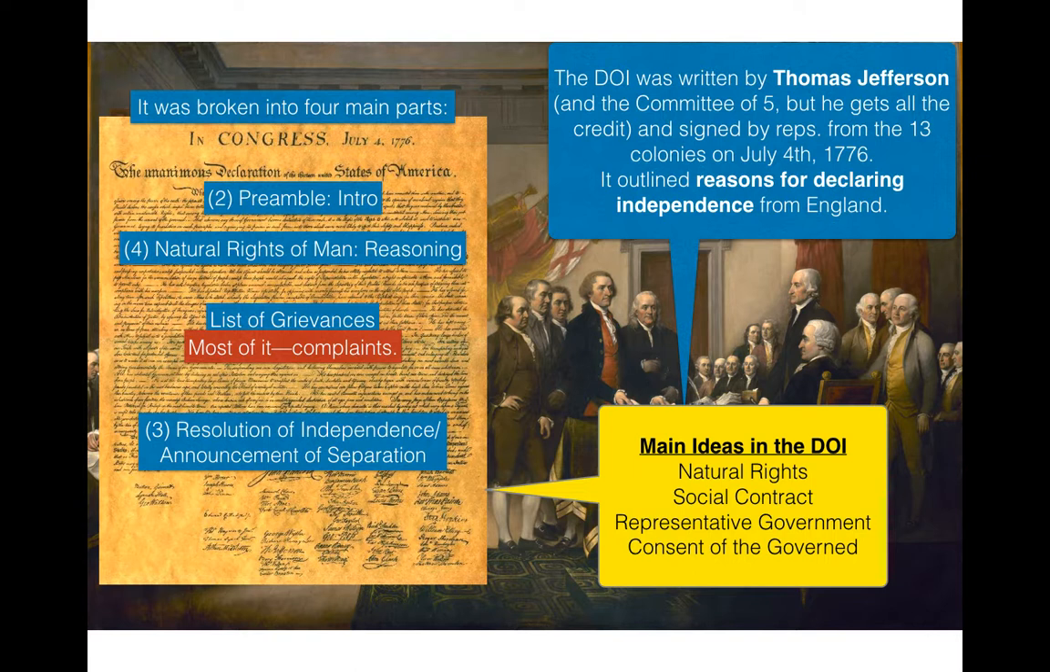A representative government is also mentioned in here, that we should have a representative that abides by the will of the people, and that there should be consent of the governed of that representative, that we, the people, give consent to our government. And again, if we don't agree with what that government is doing, then we vote them out.